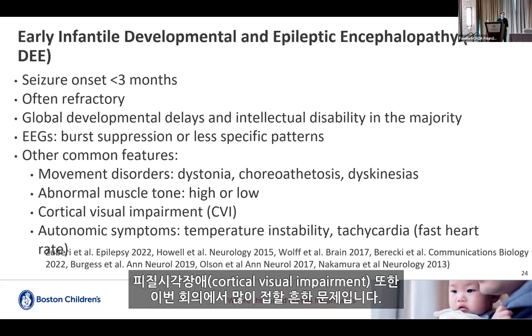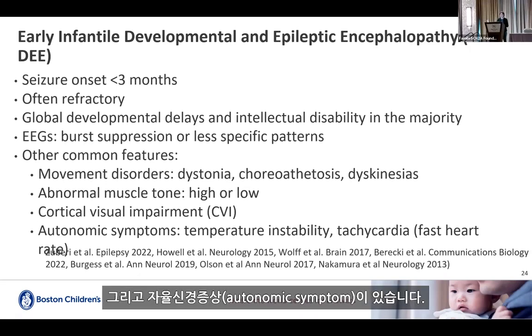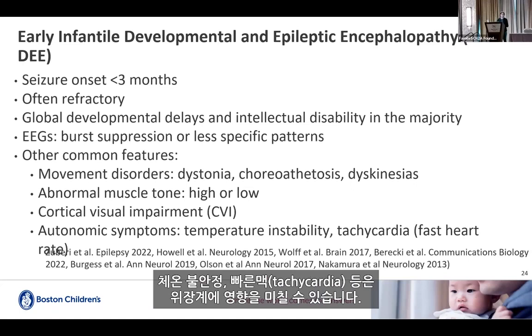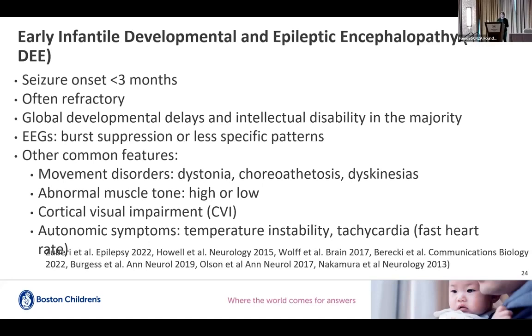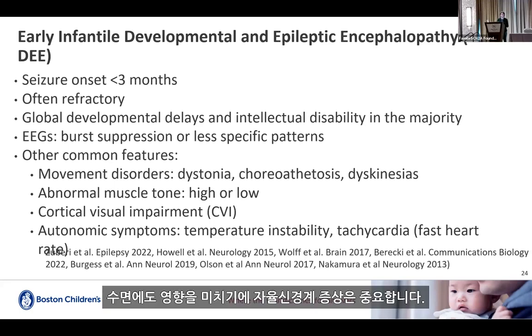Cortical visual impairment is a common problem that you're going to hear a lot about at the conference too. And then autonomic symptoms, so temperature instability, tachycardia. This can affect the GI system. Raid McSweeney from our group is going to come talk about GI effects tomorrow. So stay tuned for her talk. Sleep can be impacted, so the autonomic system is really important.